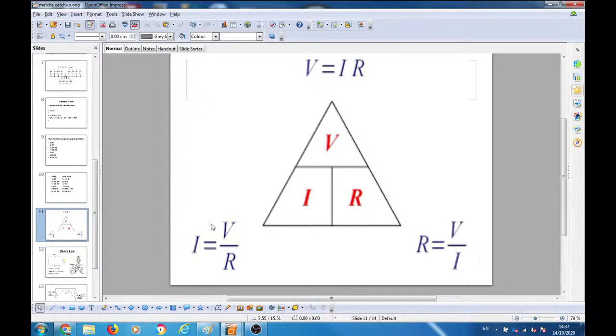Again, when you start off in electronics, it's actually quite helpful. Obviously, if you deal with this on a regular basis, it becomes second nature. Same as with those engineering units.